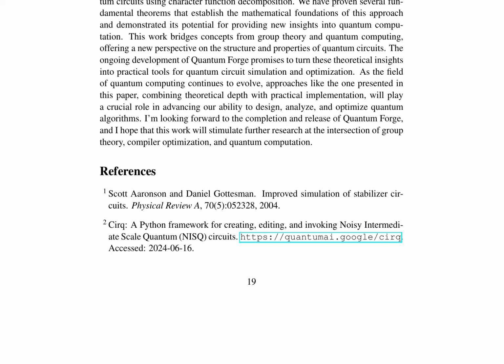Data and benchmarking data will be made available upon publication, with the Quantum Forge compiler set to be open-sourced. This includes core algorithms implementing the character decomposition method, which could theoretically turn insights into practical tools for quantum circuit simulation and optimization.